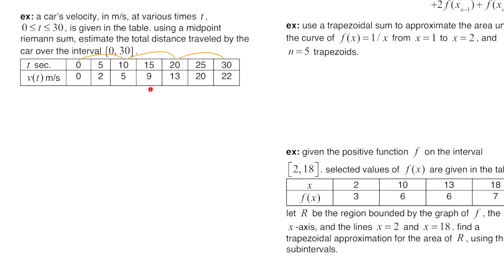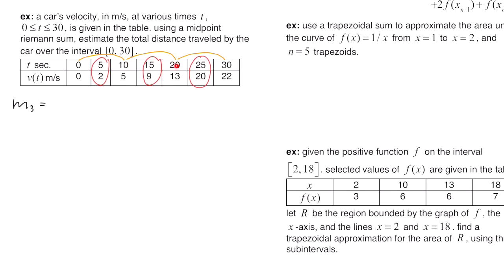So this is going to work perfectly for 3 intervals, again from 0 to 10, 10 to 20 seconds, and then 20 to 30 seconds, because our midpoints occur right in between at 5, 15, and 25 seconds. So we're going to set up a midpoint Riemann sum with 3 intervals. The first rectangle goes from 0 to 10, so the width is going to be 10. The next rectangle goes from 10 to 20, so the width will also be 10.